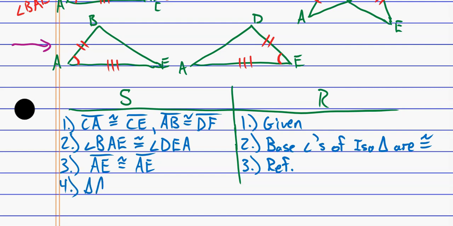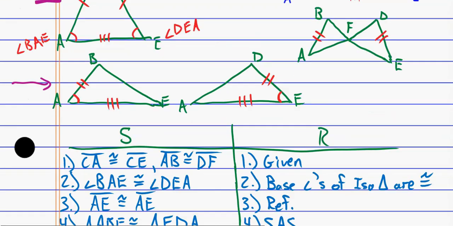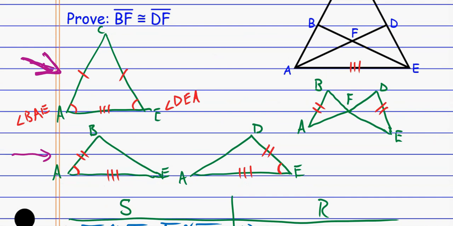So triangle ABE is congruent to triangle, just be careful about the labeling here, it's EDA. Okay? Those are congruent because of side angle side. Okay? So now I have those two triangles congruent. That means all of their pieces are congruent.